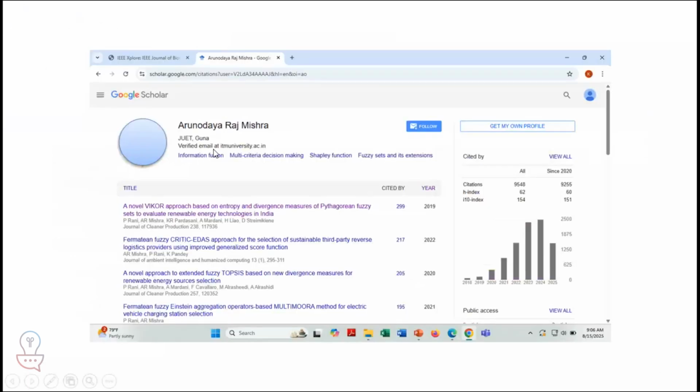You can see here, this is a researcher, Anodhay Raj Mishra. I have taken his Google Scholar profile, and you can see here the citations. His H-index is 62. It means his 62 research papers have each been cited at least 62 times. And I10 index is 154. It means his 154 research papers have been cited at least 10 times.